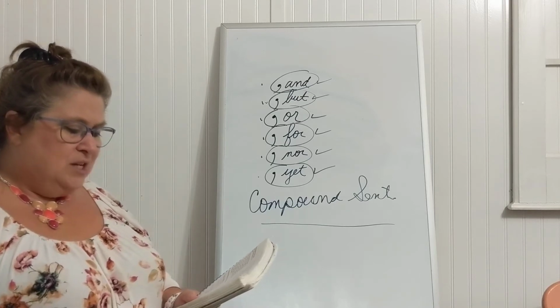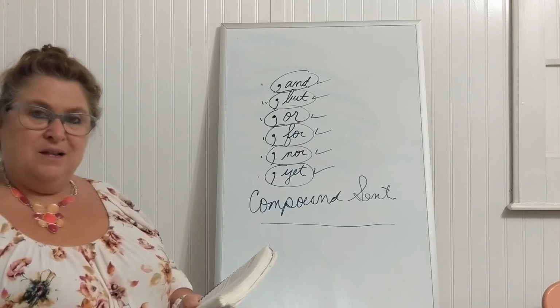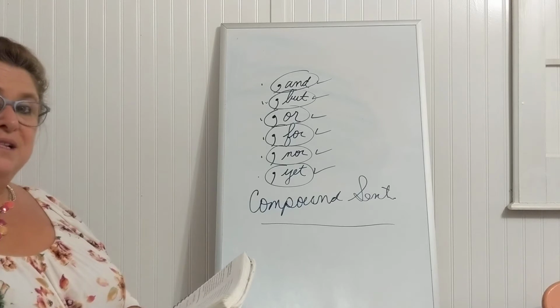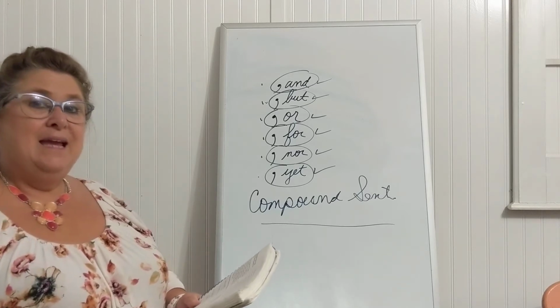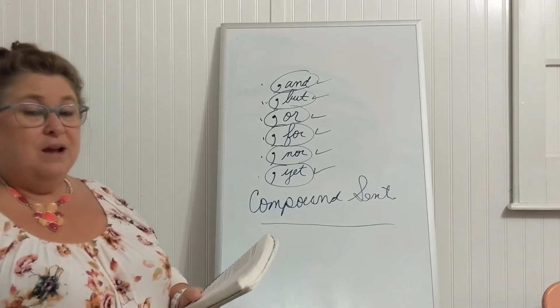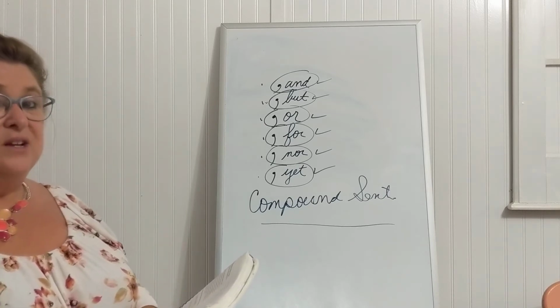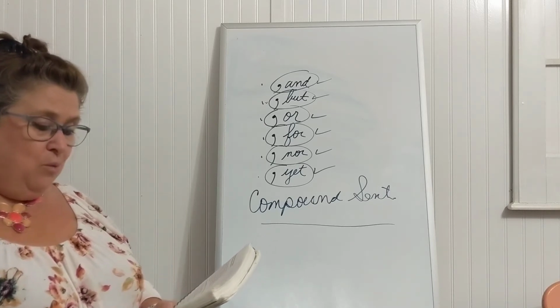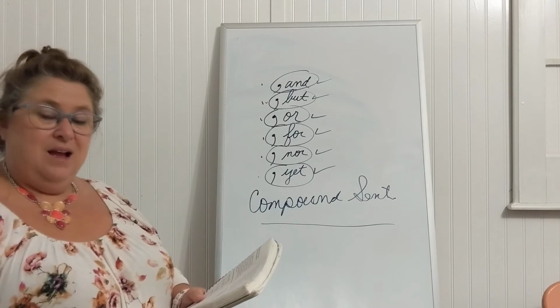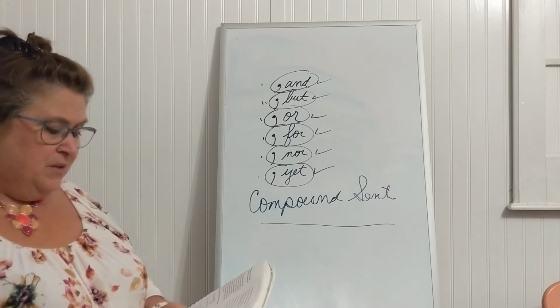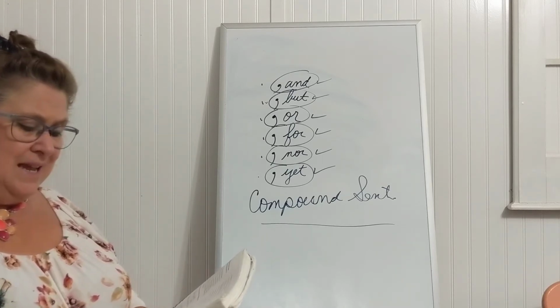Number 8, I just can't believe my eyes. Verb phrase. Can believe. Do not underline the N apostrophe T part of can't. Just can. And who or what can believe? I. Very good.